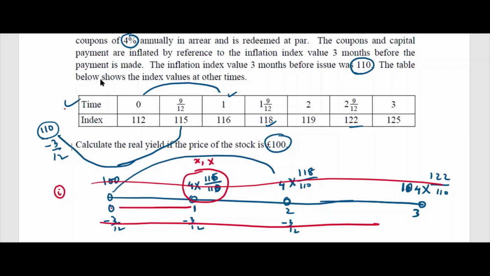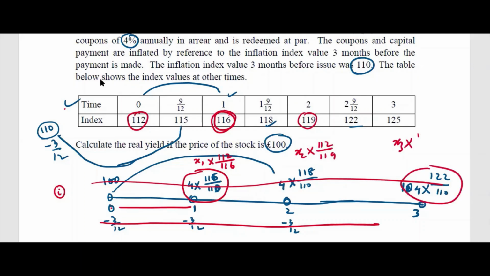When you get this first coupon, you must be knowing this value on that same day. So 112, 116, you have to decrease 112 by 116, x2, then to 119. x3 this one into 112 divided by 125. If you use these things along with 100, solve it, you will get the real rate of return. Here you get the money rate of return.